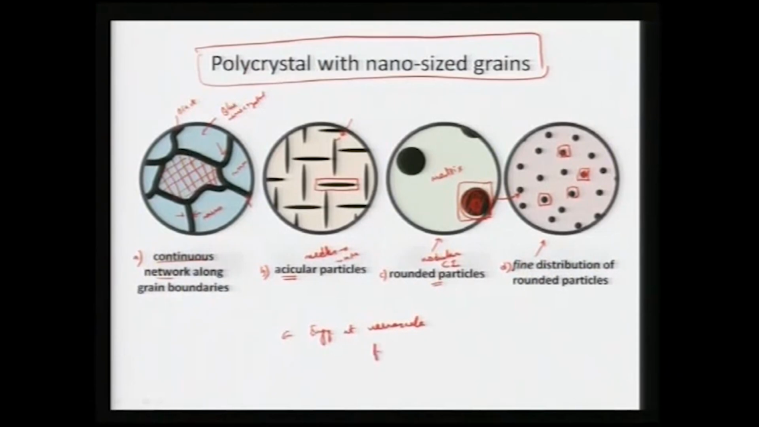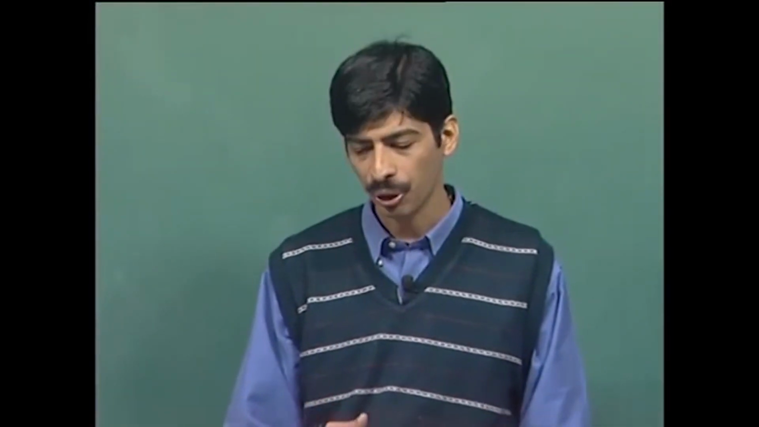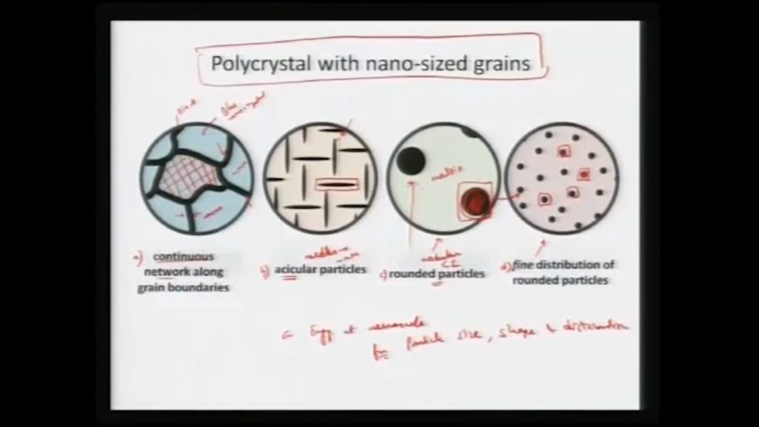is a function of particle size, shape and distribution. If the particle is sitting at the grain boundary and it is brittle, then it will make the entire structure highly brittle. If it is available as an acicular particle, it might induce certain stress concentration, and again it might not be that good at absorbing shock. Once it is made as a nodule, then it can give much more enhanced ductility.